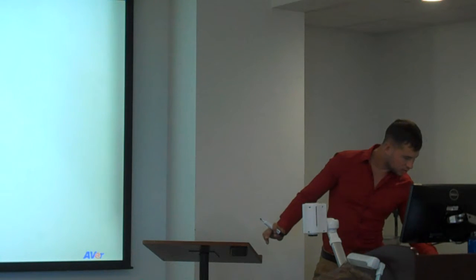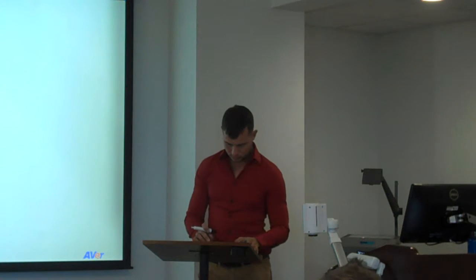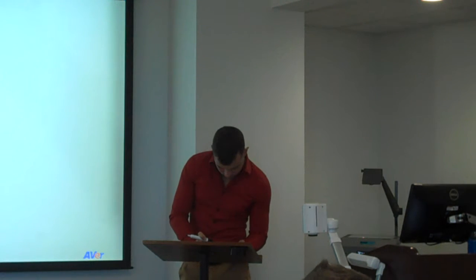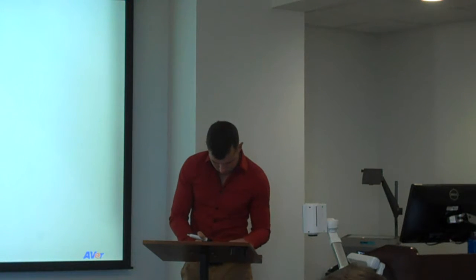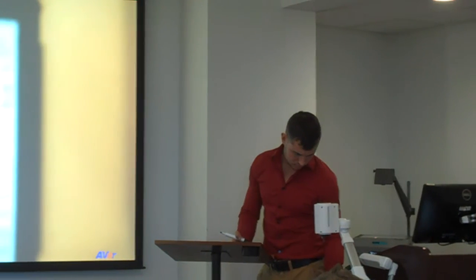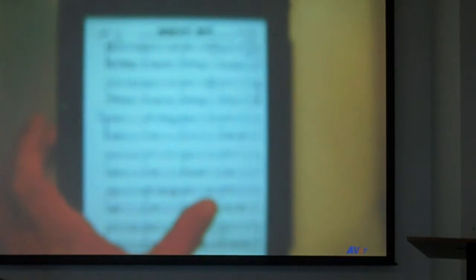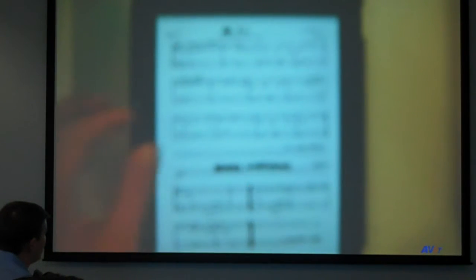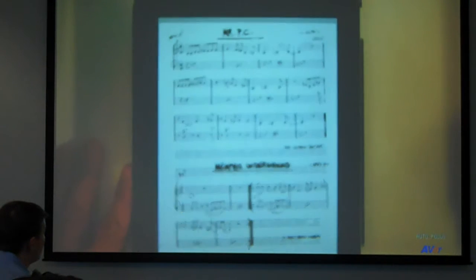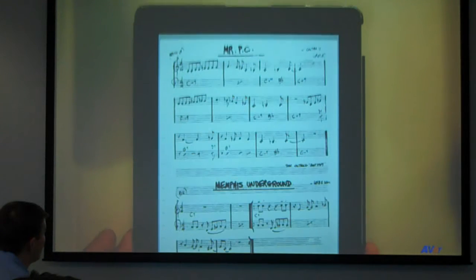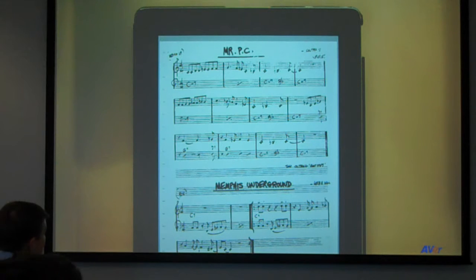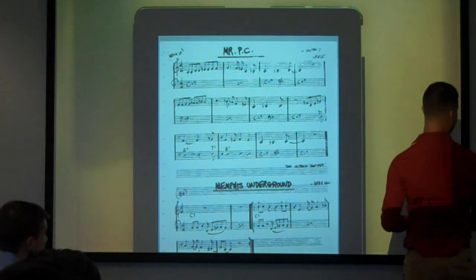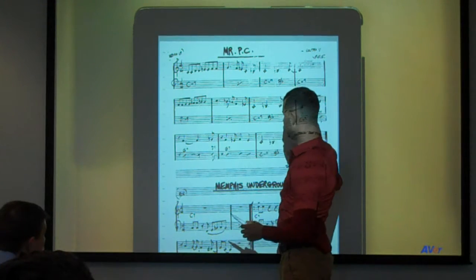pull up this real quick, show you guys a different one. Sorry, the page numbers are off. Okay, so Mr. TC here is a popular blues. Now, what's unique about blues is they're written in a 12-bar format, so that you have 4, 4, and 4, and then it repeats over and over.